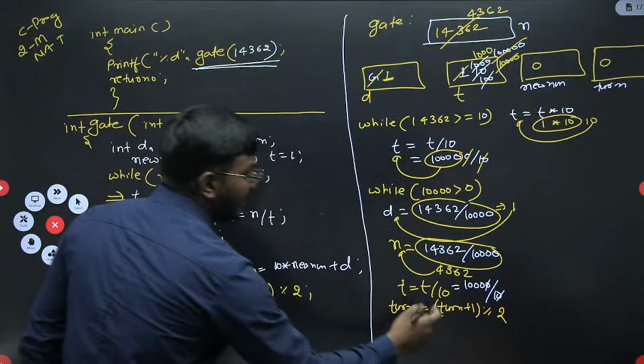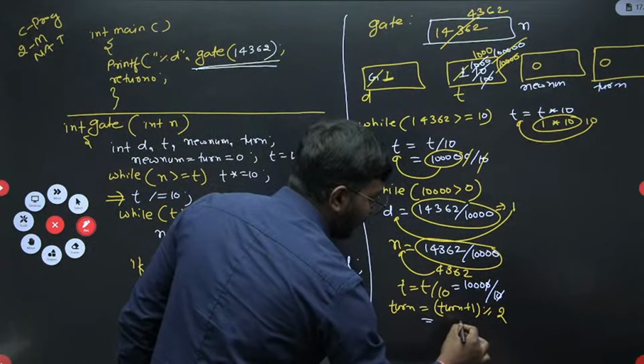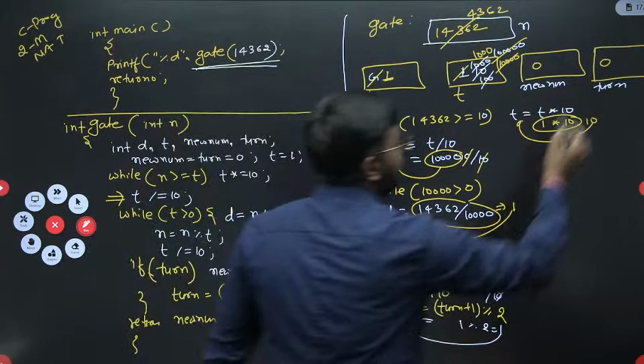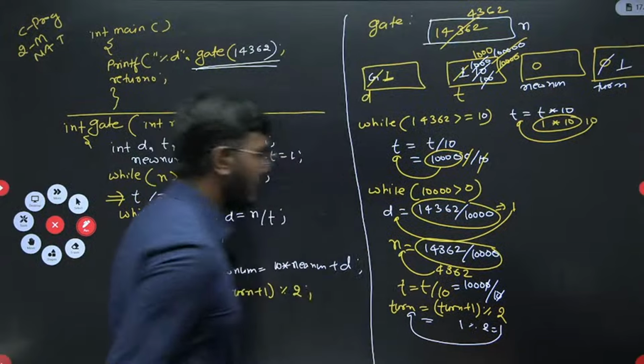So what is the current turn value? Turn value is 0. 0 plus 1 is 1. 1 modulo 2 is nothing but 1. Now update this turn by 1. It means this turn value will be only 1. Done? So all is done.